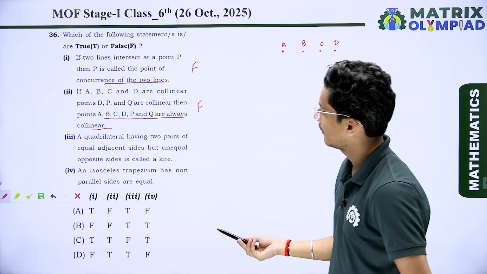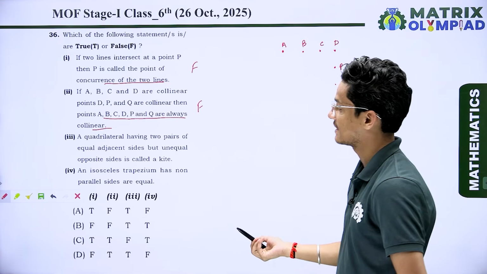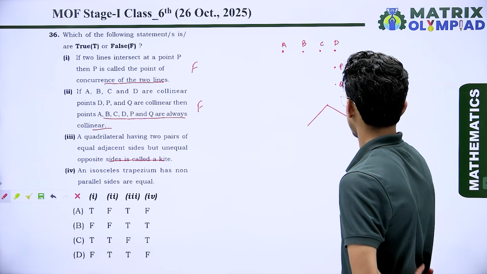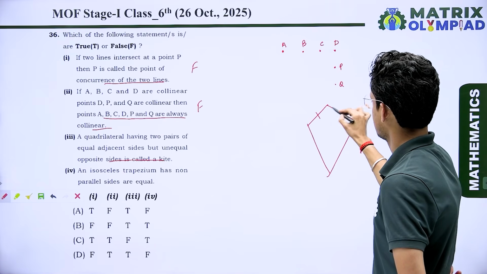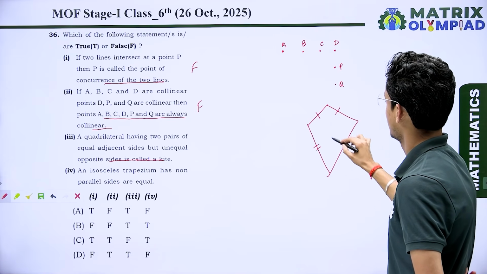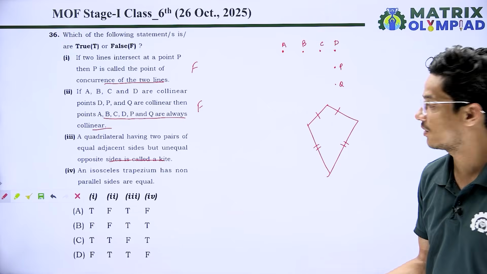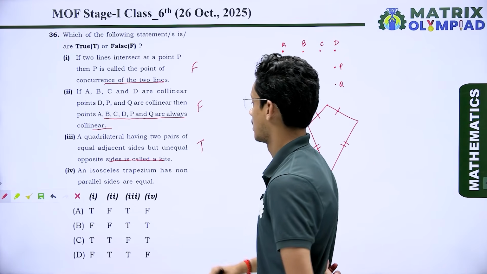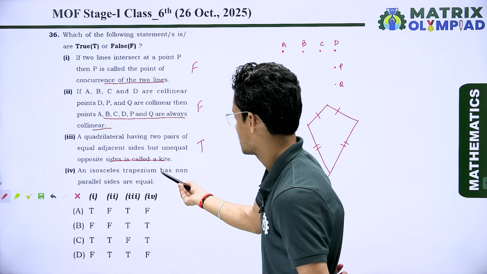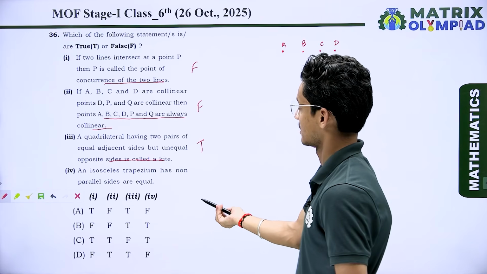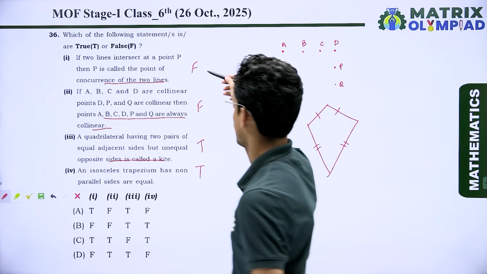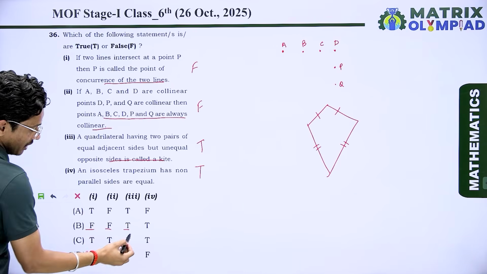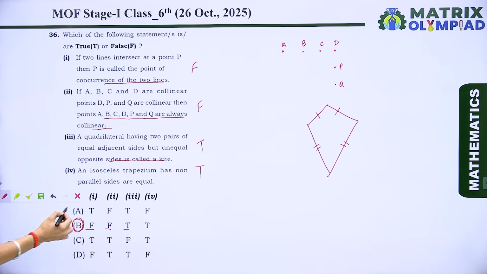Next, a quadrilateral with two pairs of equal adjacent sides but unequal opposite sides is called a kite. Yes, this is the kite, and we can say that these adjacent sides are equal and these opposite sides are not equal. So I can write here, this one is true. Next, an isosceles trapezium has non-parallel sides equal. Yes, this one is also true. It means the correct option is false, false, true, true. So option number B is the correct answer over here.